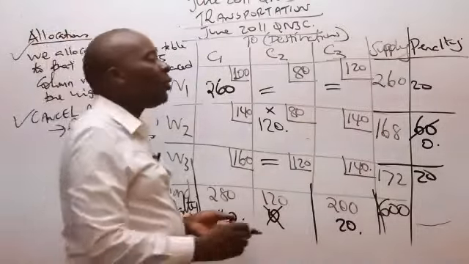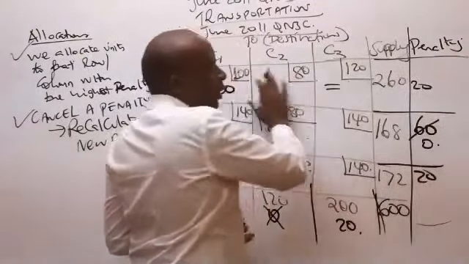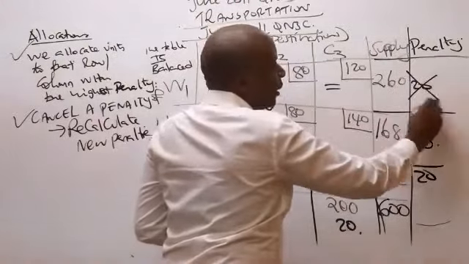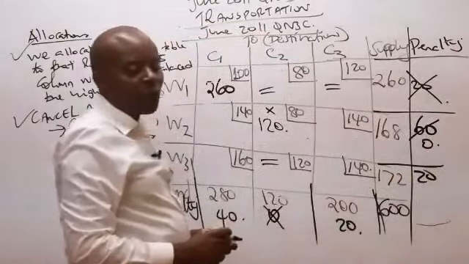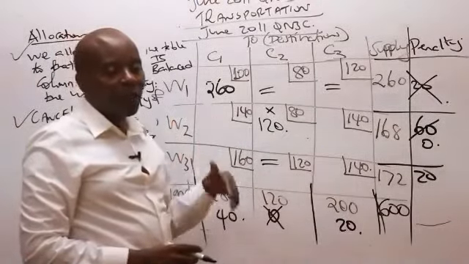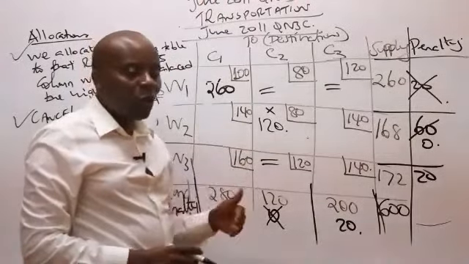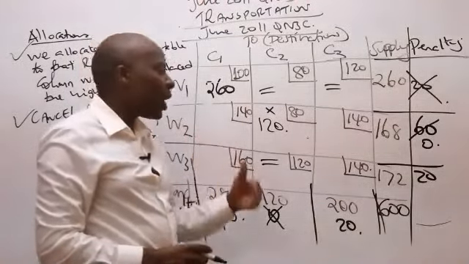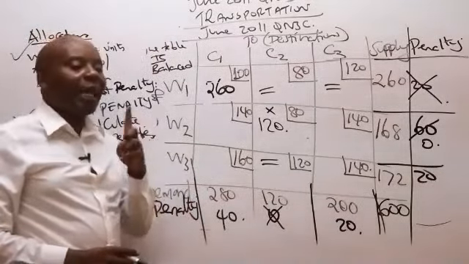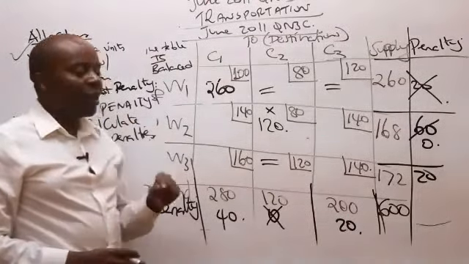Once I do that, I know that this entire row, whose empty cells I've blocked, is done. And if it's done, then we have to cancel that 20. Remember the rule of cancellation of penalties. Anytime you cancel a penalty, you must always recalculate new penalties.